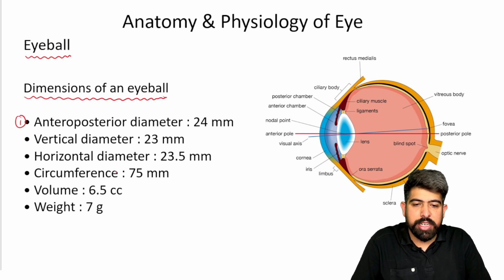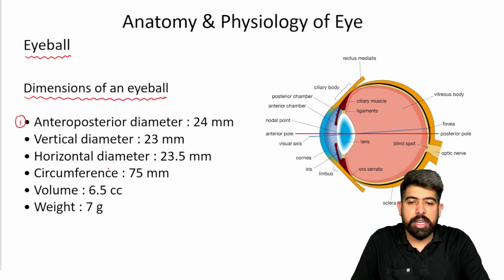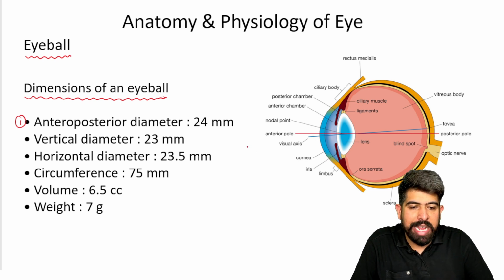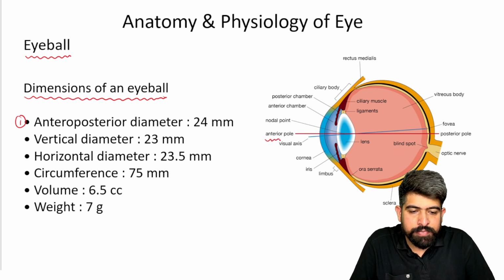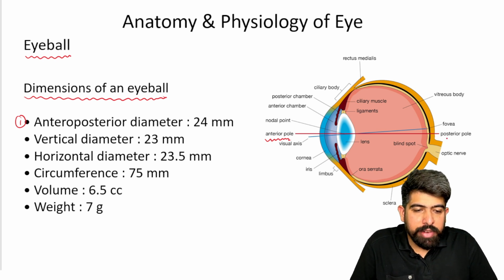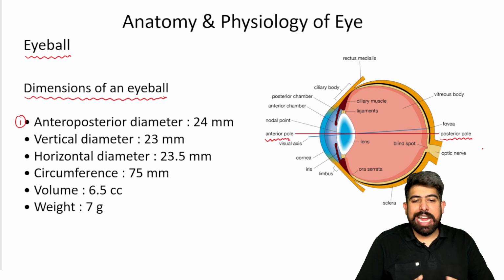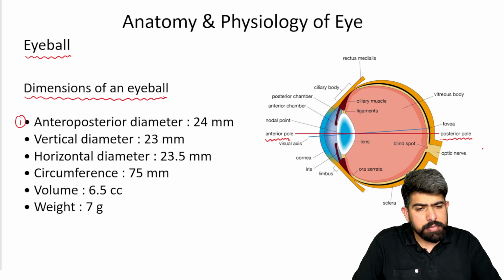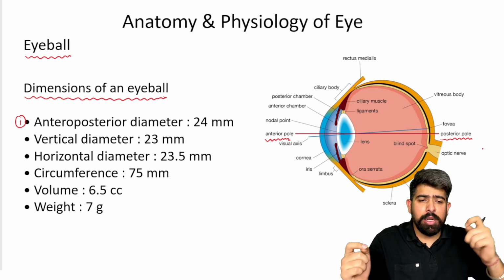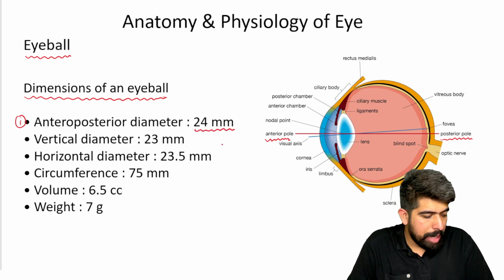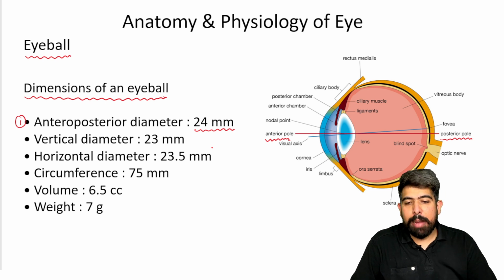In the anteroposterior diameter, we have the anterior pole of your eyeball. I hope you can see here, right? This is the anterior pole of your eyeball, and we have the posterior pole of the eyeball, right? So it is a direction. This anteroposterior diameter is counted from the anterior pole till the posterior pole. So from anterior pole till the posterior pole, it is 24 mm, right?